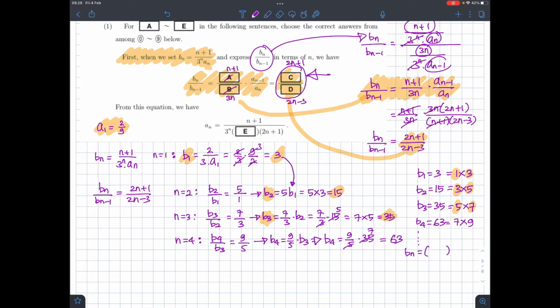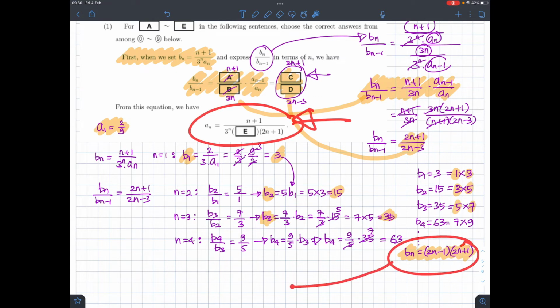For Bn, the first number becomes the odd number 2n minus 1, and the second number is the next odd number, 2n minus 1 plus 2, because two consecutive odd numbers differ by 2. This is very important to find the general term of Bn. Then they ask you to find An. We already have this one and we already have this one.